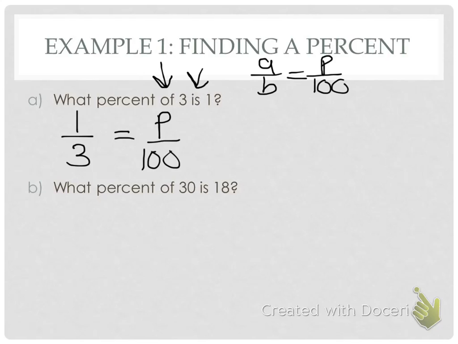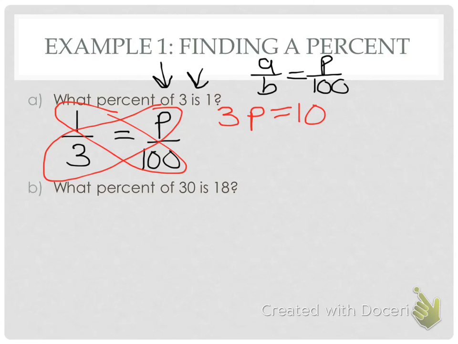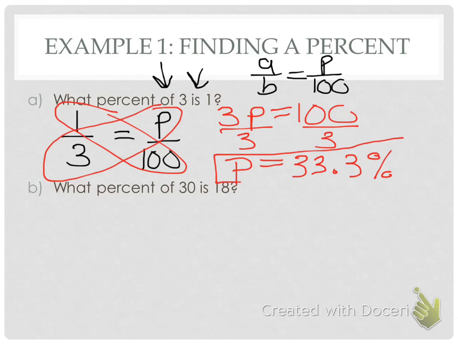Now I can use cross products to solve this proportion. 3P equals 100. Divide both sides by 3. And P equals, and we'll just round it to the nearest tenth because this decimal is repeating, 33.3% or 33 1/3%. All right, so I found the percent. Now what I'm going to do is pause the recording and I want you to work through the second example before we go over it.